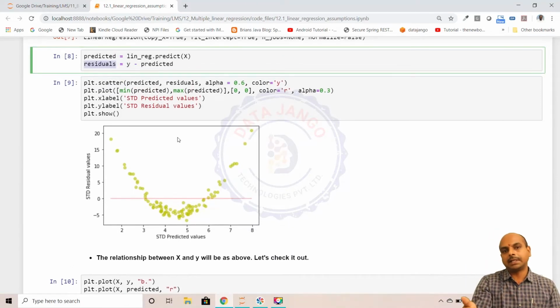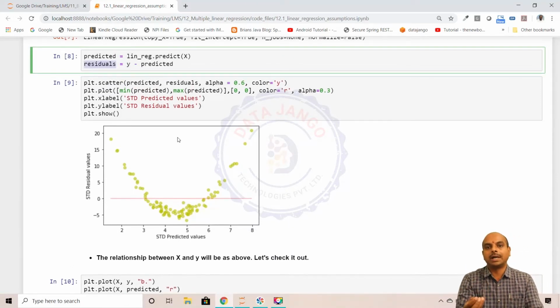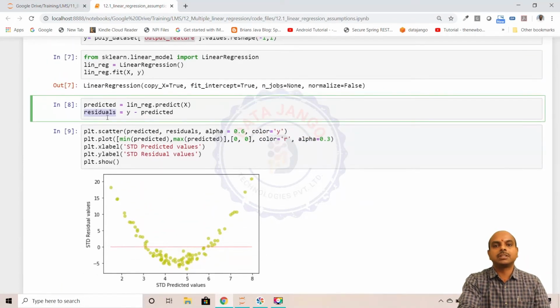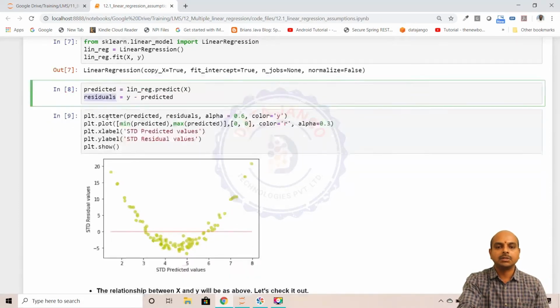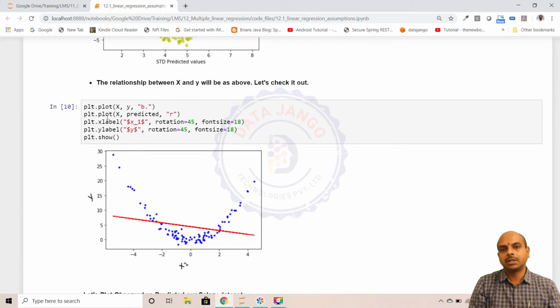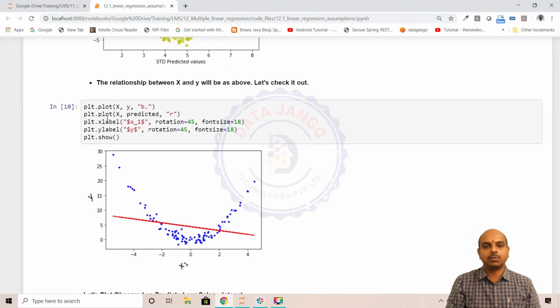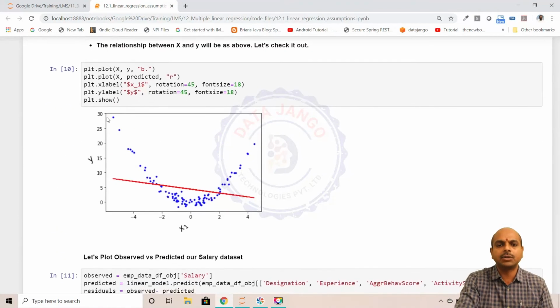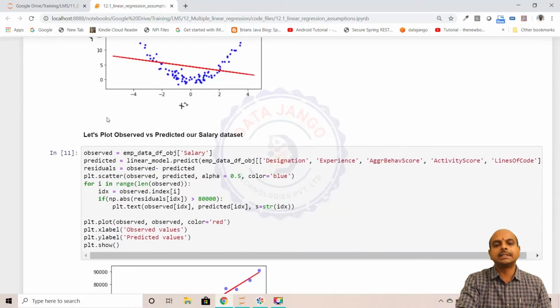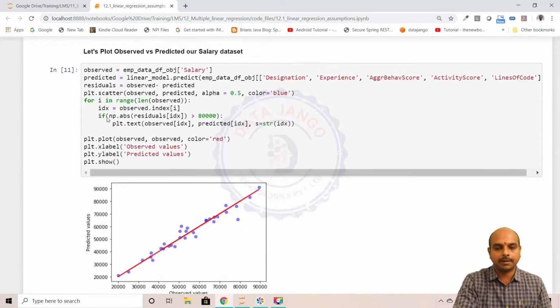So the linear regression algorithm can be used to understand the relationship between all x's and y by plotting the residuals versus predicted plot, or predicted versus residual plot. So this explains what the predicted versus residuals plot is. Let us try to apply this on our data set and see whether there is a linear relationship or not.